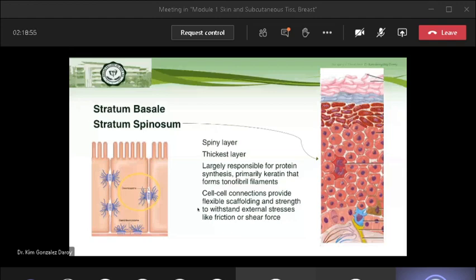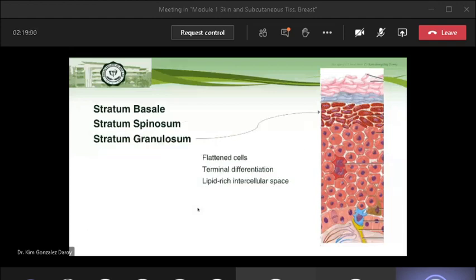The third layer is the stratum granulosum or your granular cell layer. It contains several layers of flattened cells that are undergoing terminal differentiation. In this layer, the cells begin to die and lose their nuclei as they move away from the nutrients located in the deeper tissues. Within these cells are structures called the lamellar granules, containing lipid and glycolipids that eventually undergo exocytosis, filling up the intercellular spaces with lipid-rich material.